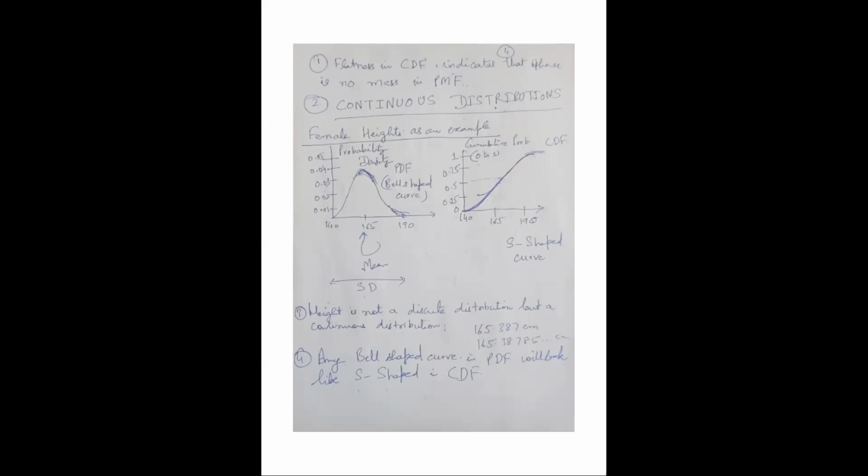Previously we looked at the probability mass function, which is for the discrete random variable and is a discrete distribution. Now let us look at the continuous distribution, when the random variable is a continuous random variable. The example I'm taking is female heights. Female height is a continuous random variable, because the height of one female can be 165.387, and another can be 165.38785. Height is not a discrete distribution, but a continuous distribution.